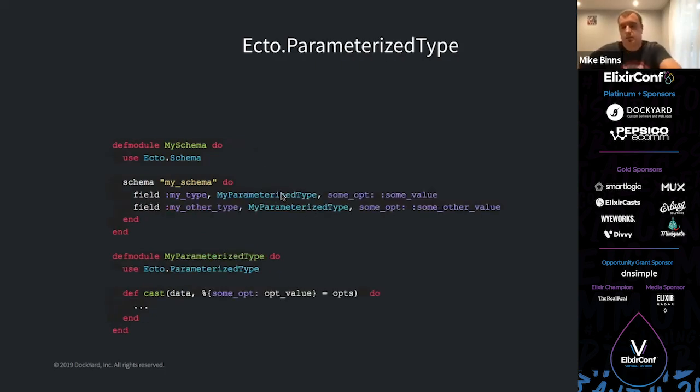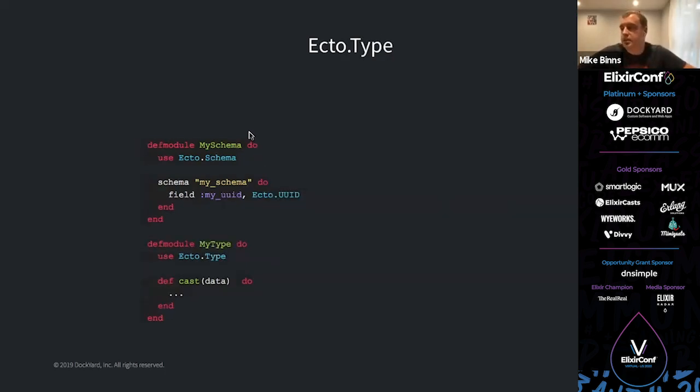As far as the type, this is the original version of Ecto type. We can see we specify Ecto UUID, and the cast gets that data when a field of that value is cast. But you can't specify anything on a per field basis.